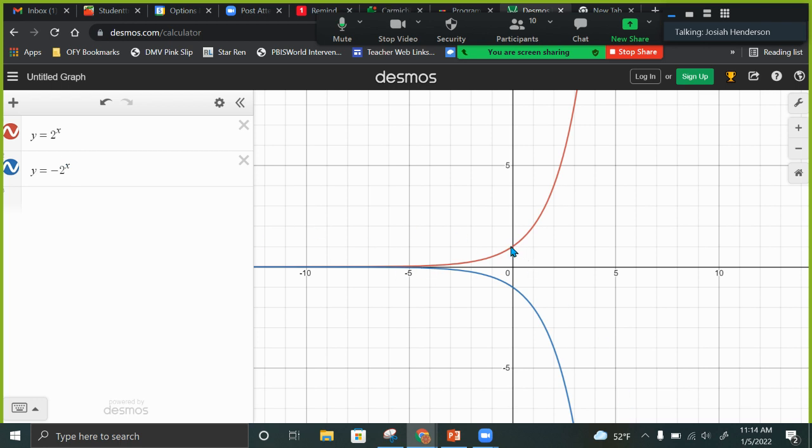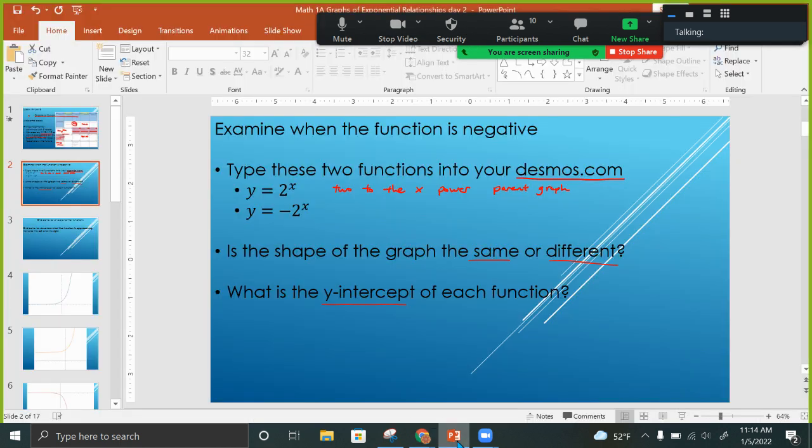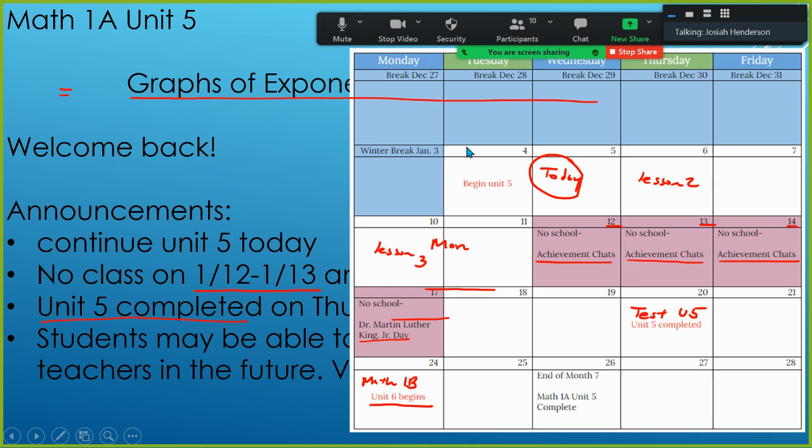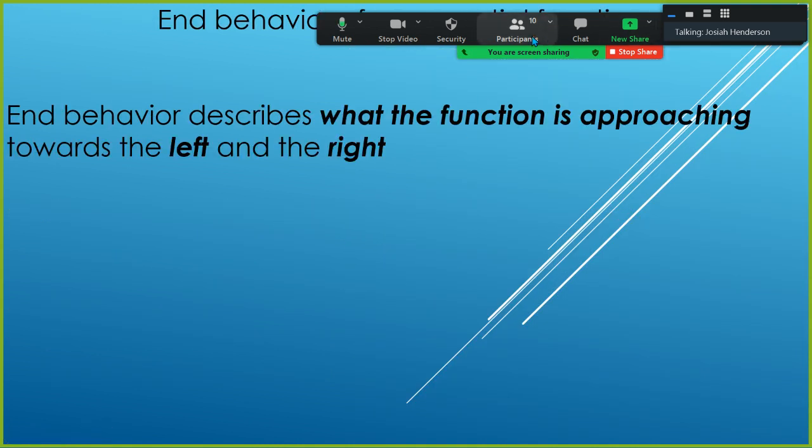Now, check out the y-intercepts with me. Remember, the y-intercept is where your function line, the red or blue, is crossing on the y-axis. So for the red one, the positive, the y-intercept is at (0, 1). When we make a function negative, like our blue, that changes it to a y-intercept at negative 1. I'm going to go back to the presentation. So come back with me to the video call screen.